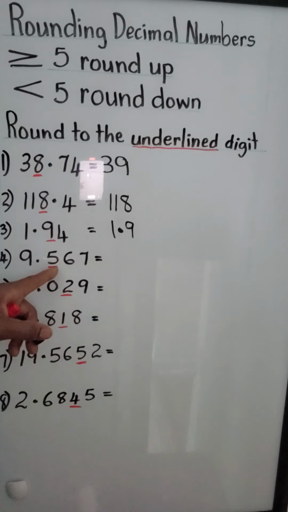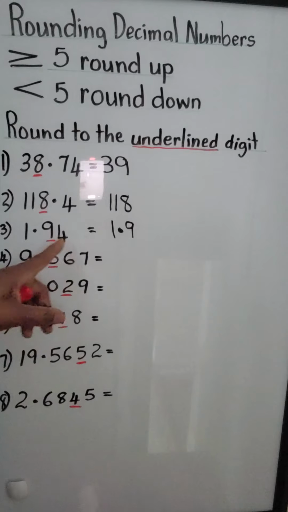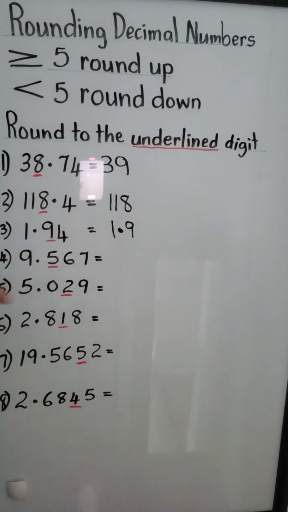.567 to the nearest tenth. The next number here, 6, tells us that we round up, that we're going to add 1 to the rounding number, so that is 9.6.